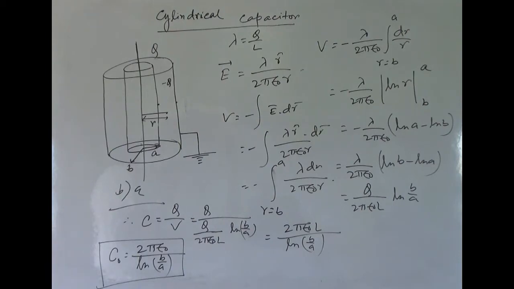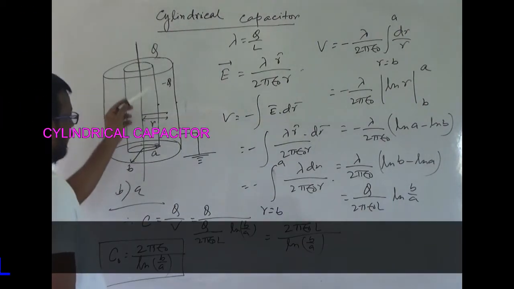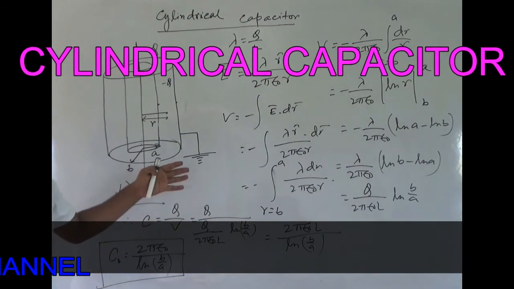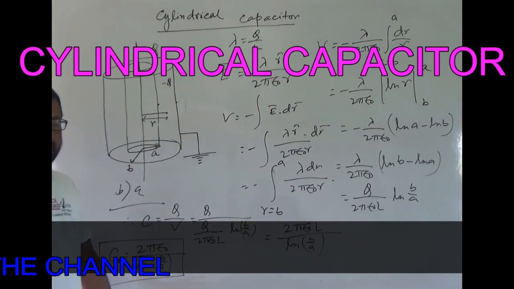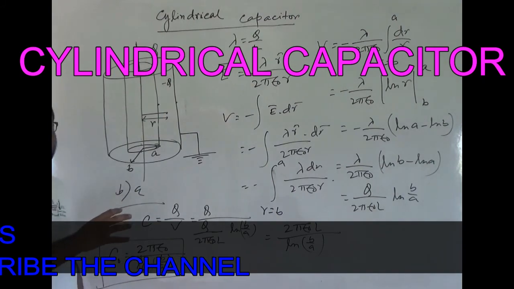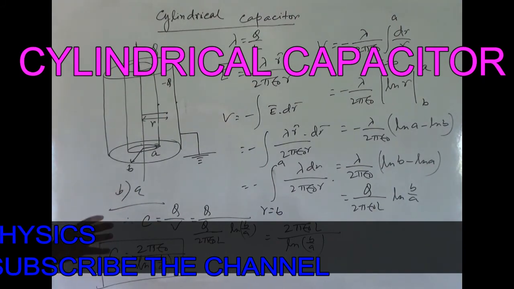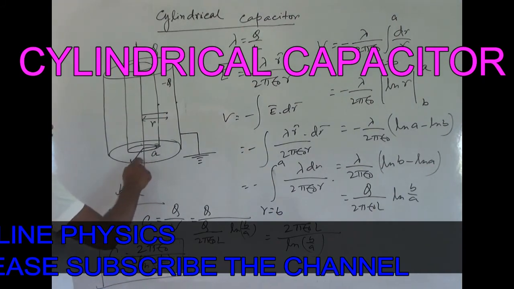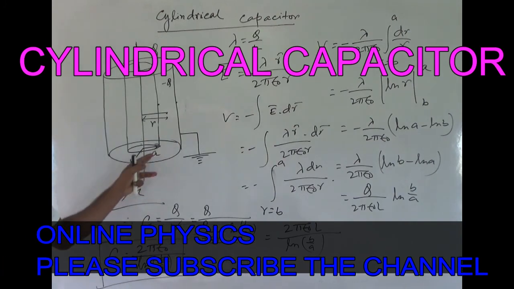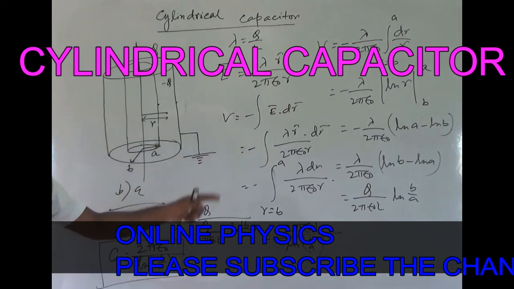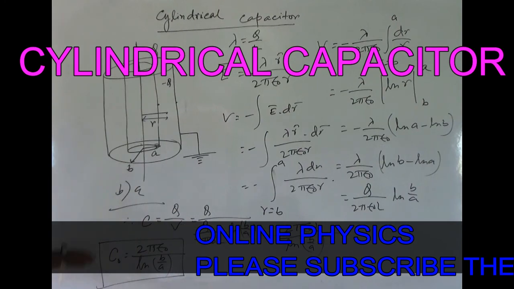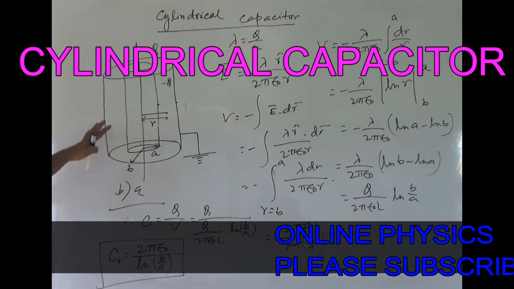We made an assumption here that this cylindrical capacitor has infinite length, right? Because if the cylindrical capacitor is not infinite, then in this region the field will not be radial. We make this assumption for this calculation.